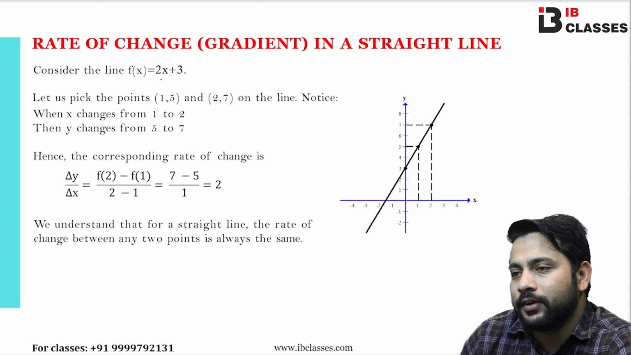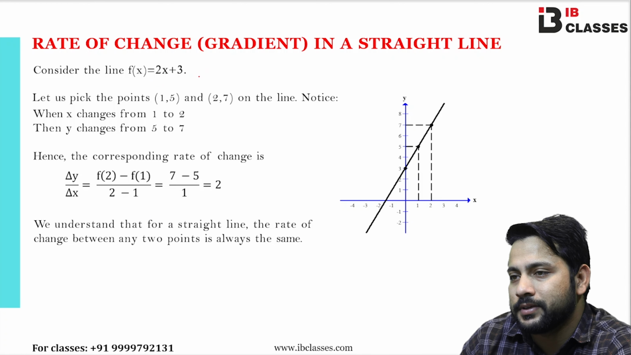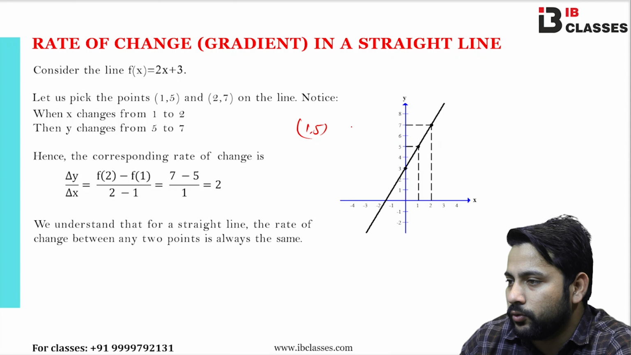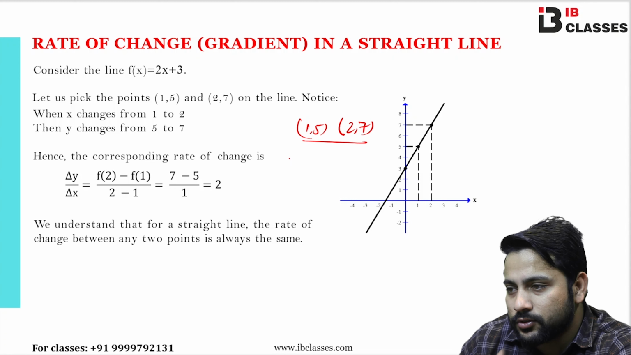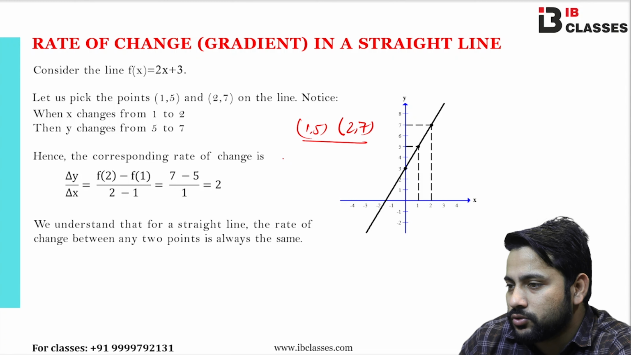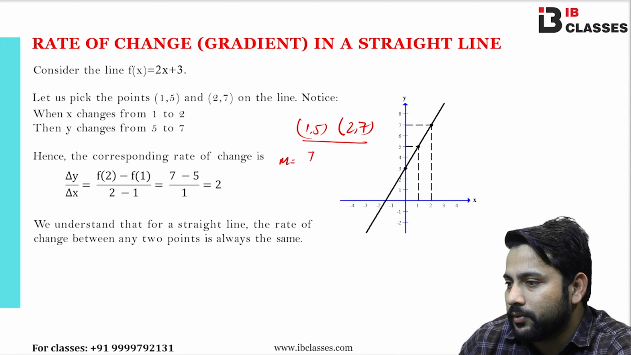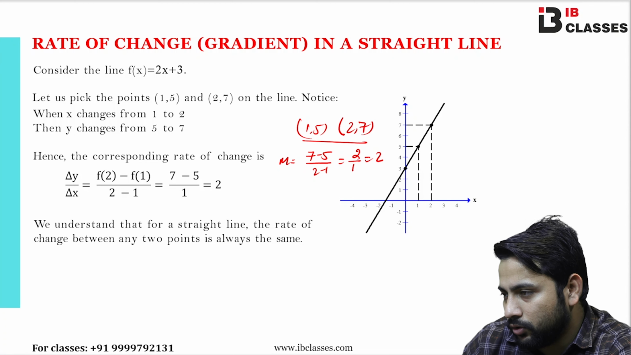To start with, we have a linear function f(x) equals 2x plus 3 that represents a line. Let's pick 2 points, (1, 5) and (2, 7). The slope between these 2 points on the line will be m, that is change in y over change in x, which is (7 minus 5) over (2 minus 1), that is 2 over 1, equals 2.